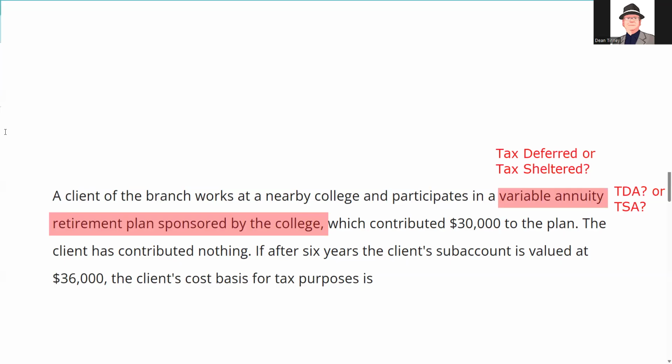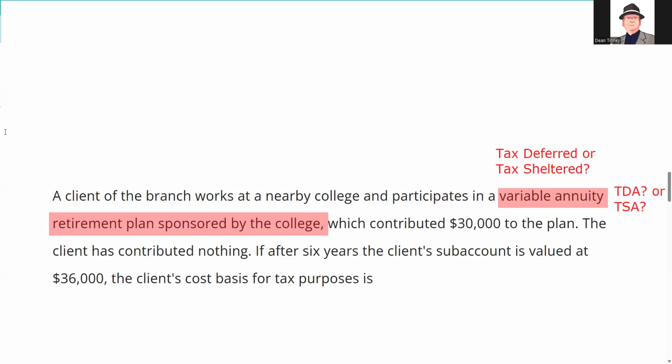If after 6 years, the client's sub-account, in a variable annuity, that sub-account is the separate account. I don't know if it's helpful, but I think of a variable annuity as a mutual fund with an insurance wrapper. I will link to a variable annuity lecture I have in both the video description and a pinned comment.